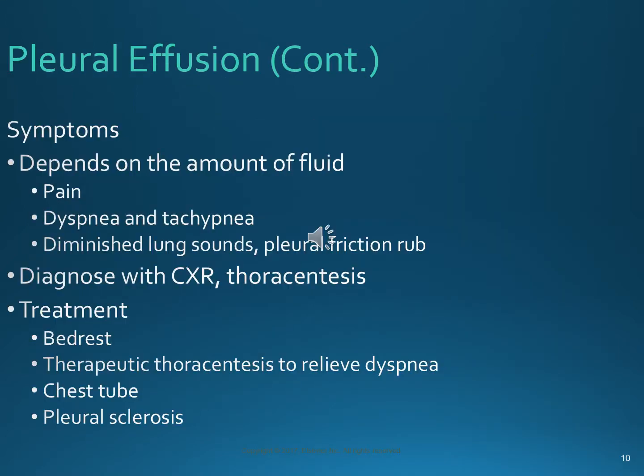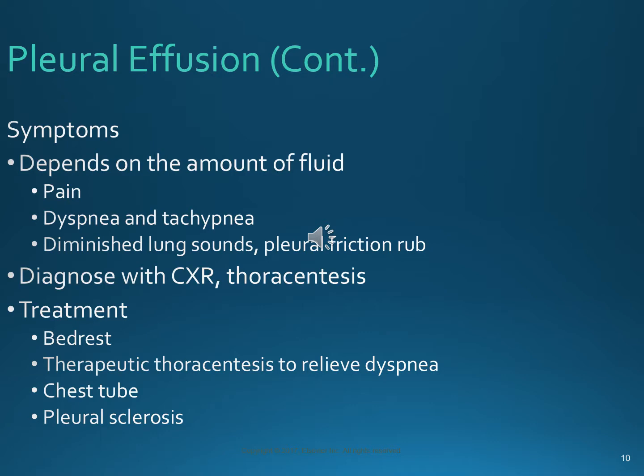So the symptoms that you get depend on the amount of fluid. You may or may not have pain. Increasing dyspnea and tachypnea will happen because of the decreased space for lung expansion. And so if you don't have space for lung expansion, you don't get good oxygenation and you get dyspneic. You will have diminished lung sounds because of the diminished expansion, and you can also sometimes get a pleural friction rub. It's always diagnosed with a chest x-ray.